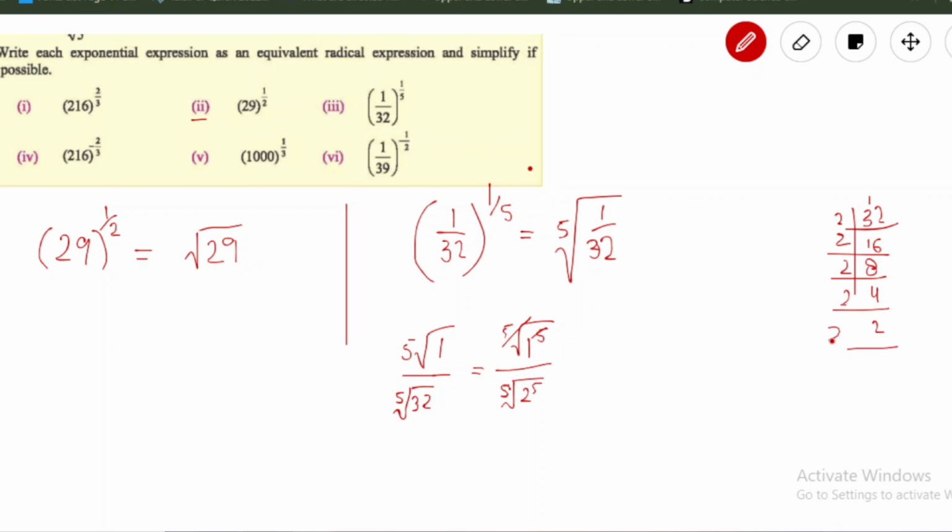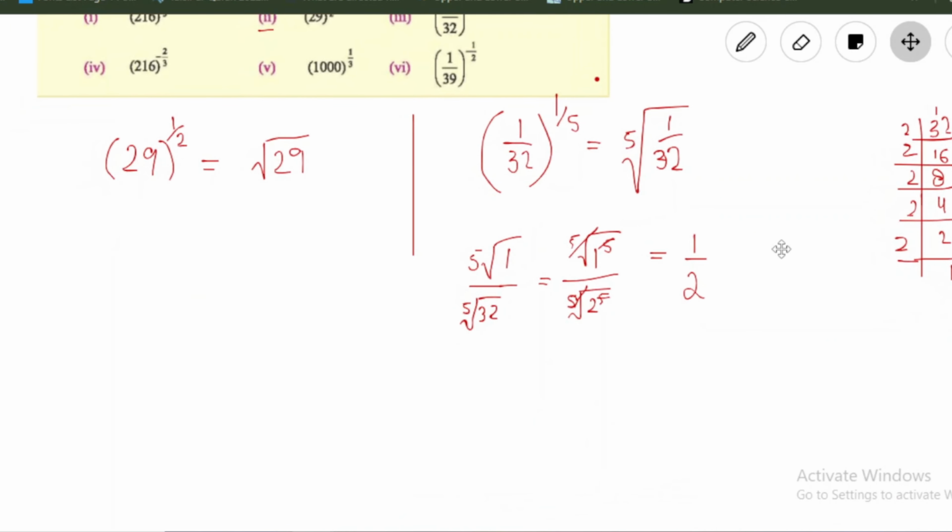It means we can write 32 in terms of multiplication of 2 multiplied with itself 5 times, and you know the cube power will get cancelled with this one, and we'll be left with 1 over 2, the simplified form. Then we have the question 1000 raised to the power 1 over 3.